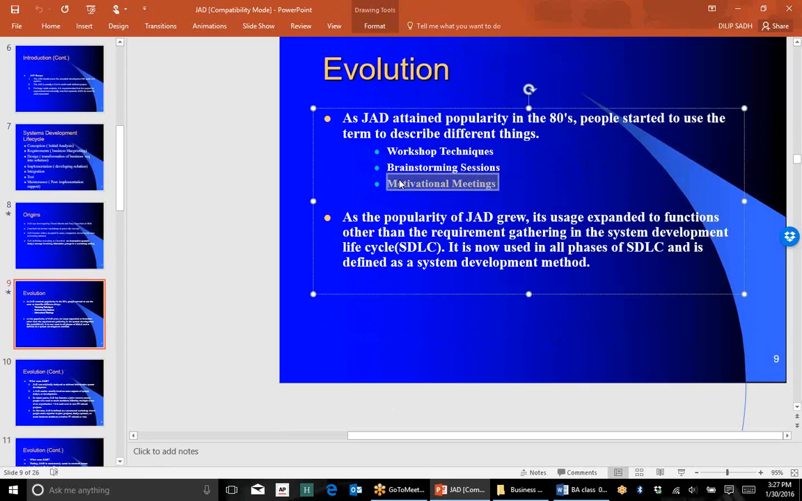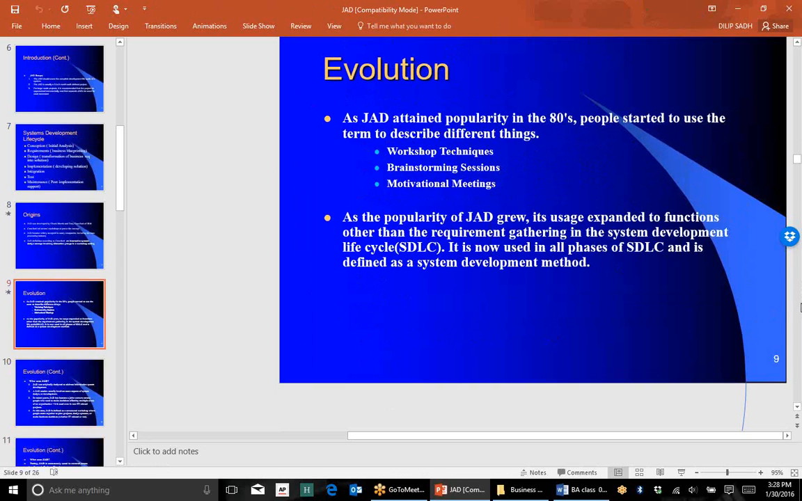Then popularity of JAD grew. It became a very commonly used terminology and technology. And then they started using it in all different phases, for the entire software development lifecycle. So JAD in fact can be used for all the phases because it's working together.